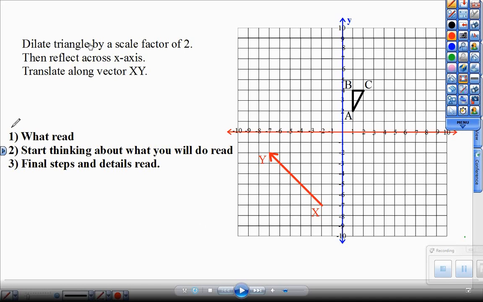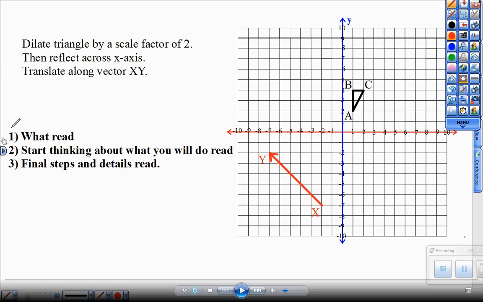Dilate triangle by a scale factor of 2, then reflect across the x-axis, translate along vector xy. So dilating means my triangle is going to get bigger or smaller by this number. Reflecting means I'm going to take my triangle and I'm going to flip it or move it equal distance across this line. And then translate means I'm going to take my triangle and slide it along this vector arrow.